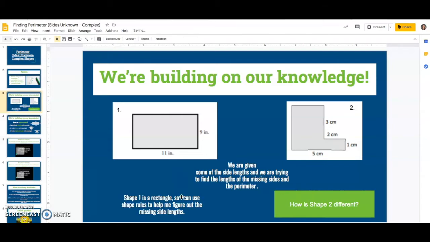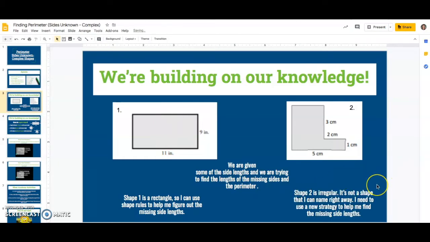Well, I know that shape 1 is a rectangle, so I can use the shape rules that we talked about yesterday to help me figure out the missing side lengths, right? So I know that with rectangles, opposite sides are the same length. So if this side is 9, this side will be 9. And if the bottom is 11 inches, the top will be 11 inches.